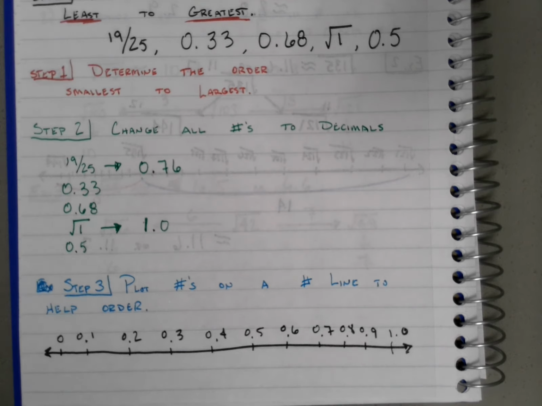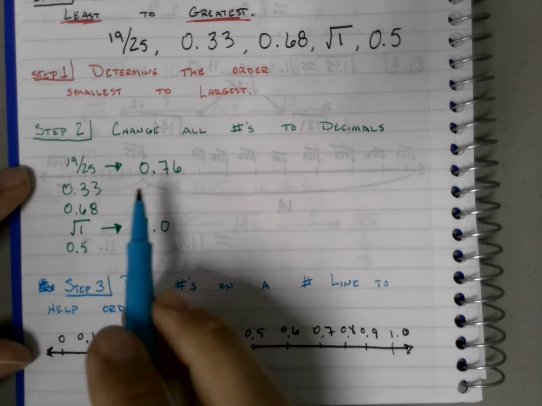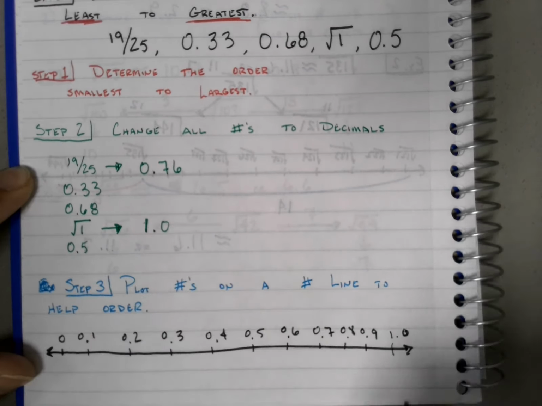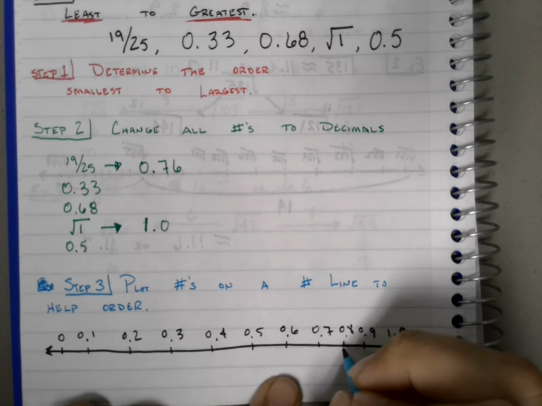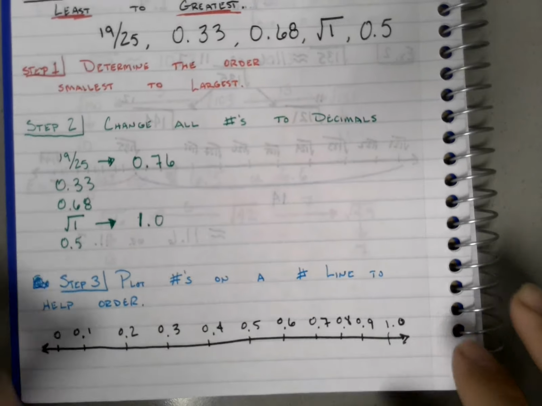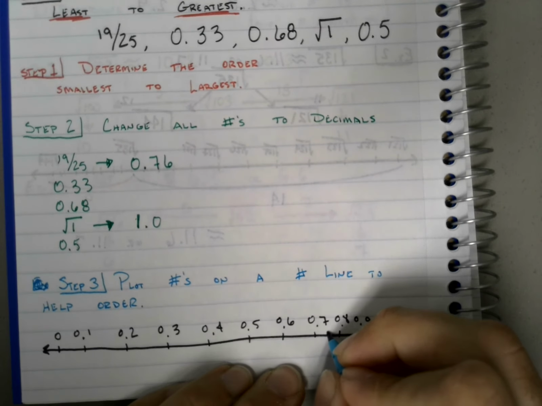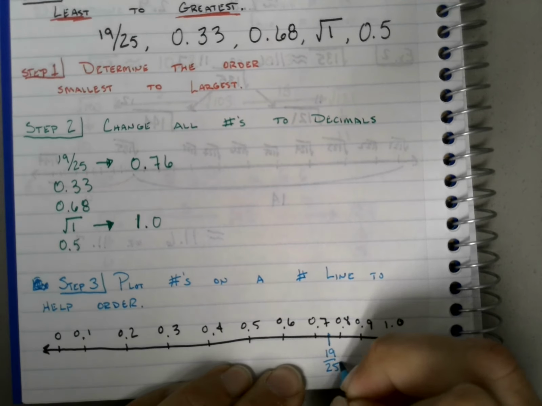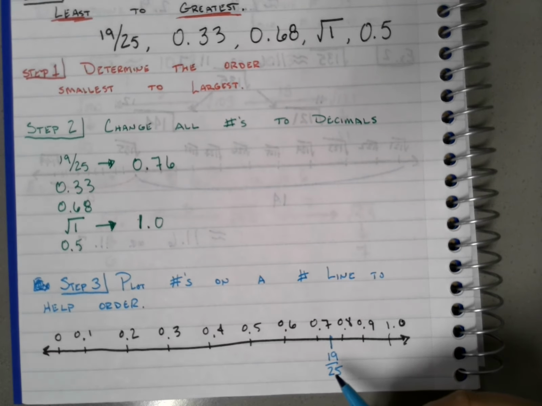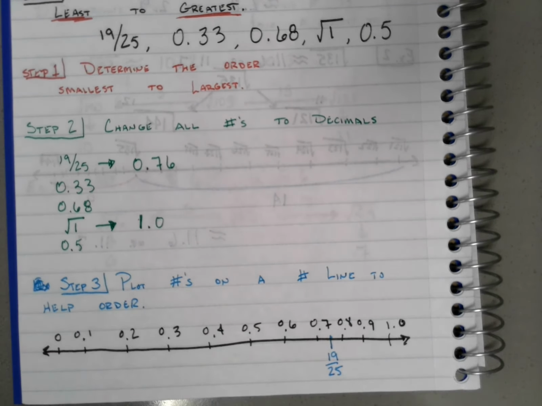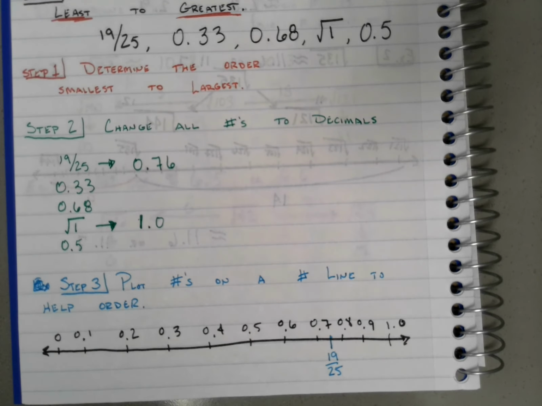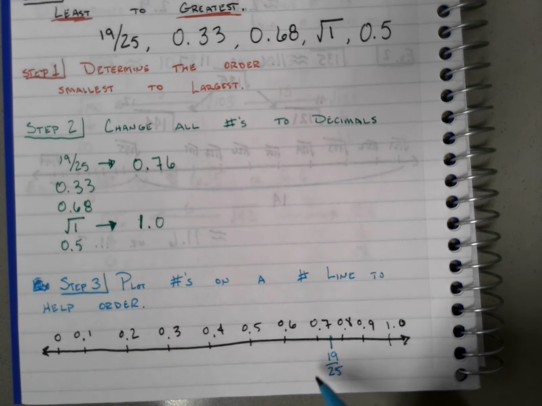Okay, so let's start with 19 over 25, which is 0.76. 0.76 is between 0.7 and 0.8, so you can see it. It'll be about right here. So 19 over 25. Again, I'm writing the original number. Do not write the decimal, because if you order these based on the decimals and it's a multiple choice question, you will not see that answer. You only see the answer of the original numbers.